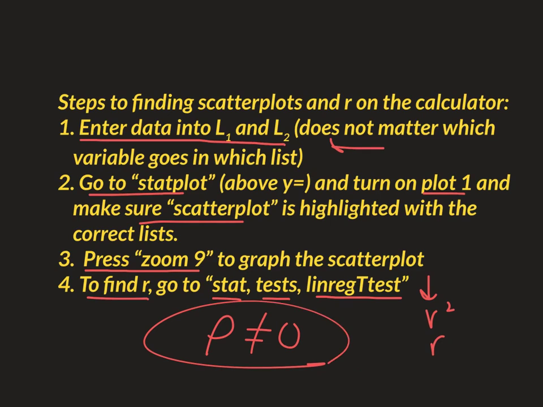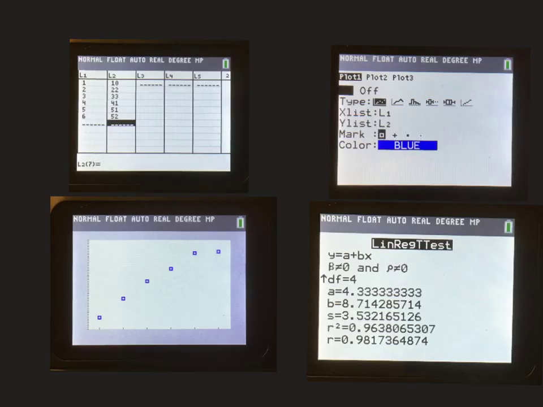I took a few pictures here on the next slide to show you the calculator. The first one's going to look like this. Type in your L1 and L2, you type in your data. The second one, that's where you go to stat plot. That's what it should look like. Your scatter plot is there. Make sure you turn it on. L1, L2, you can choose your mark. Then you hit zoom 9. Once you hit zoom 9, you're going to see a scatter plot like that.